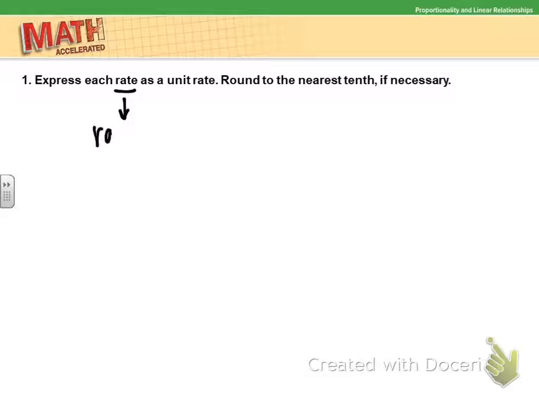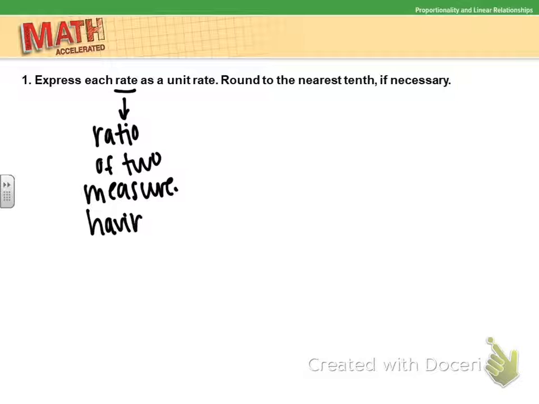So a rate is a ratio of two measurements having different units. Everybody see that blank on your notes? Okay, good. All right, so that's what a rate is.